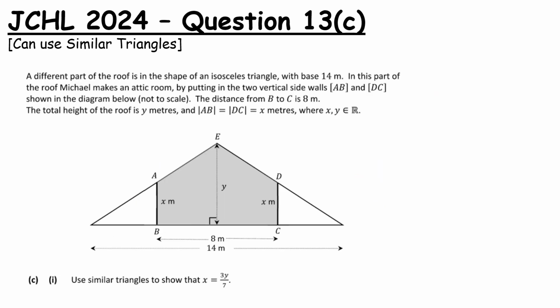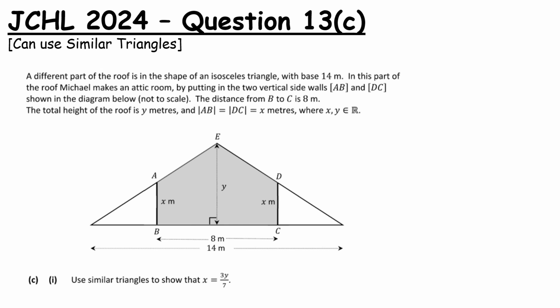Now let's look at question 13 part C from the Junior Cycle Higher Level 2024 paper. Here we can use similar triangles as well. If we take a quick read through the paragraph, it tells us that a different part of the roof is the shape of an isosceles triangle with base 14 meters. In this part of the roof, Michael makes an attic room by putting two vertical side walls AB and DC, shown in the diagram below, but not to scale, and the distance BC is 8 meters. The total height of the roof is y meters and AB equals DC equals x, where x and y are both elements of R, the real numbers.